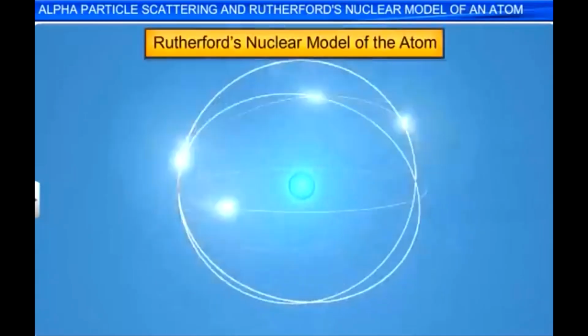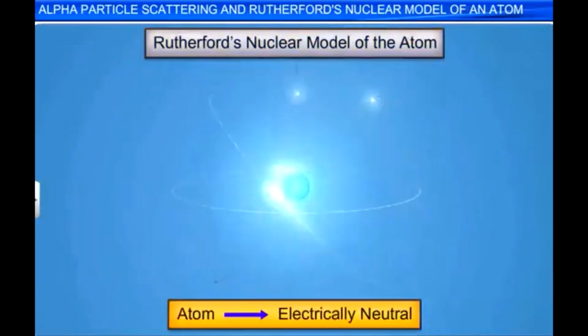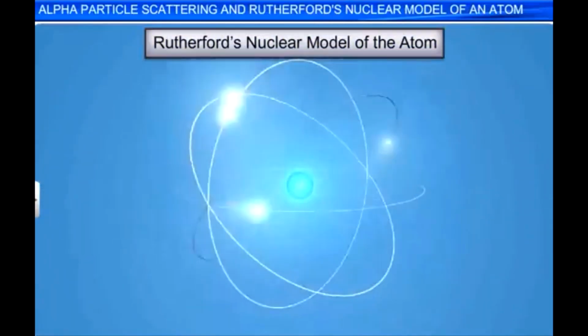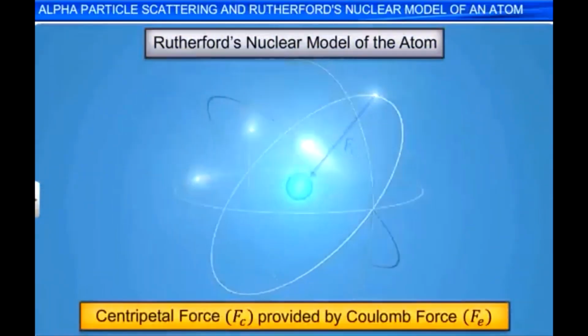According to the Rutherford model, the atom is electrically neutral. It was proposed by the Rutherford model of the atom that the centripetal force Fc on the revolving electrons was provided by the Coulomb force Fe of attraction between the electron and the nucleus to keep them in their orbits.